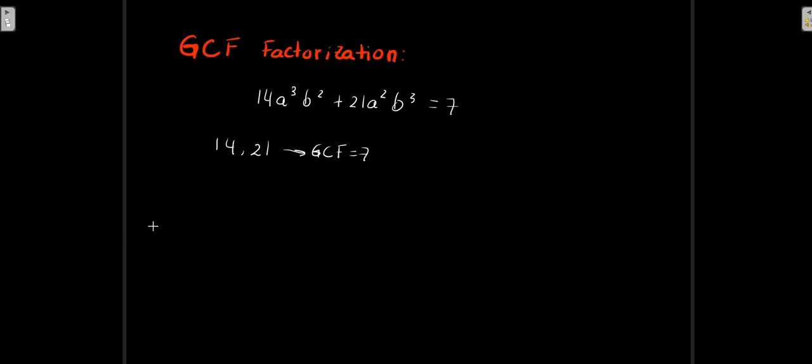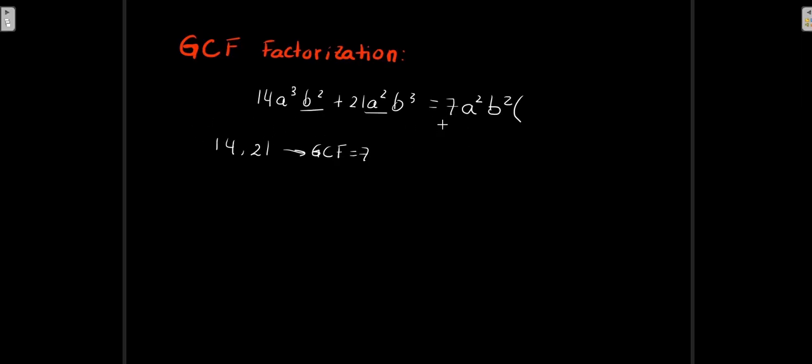Now, for the letters, we have two different variables. So what is the smallest exponent for a? That's a squared. So that's the one we're going to factor out, a squared. And then what is the smallest exponent for b? It is b squared. That's the one we're going to factor out. So we have 7a squared b squared times.